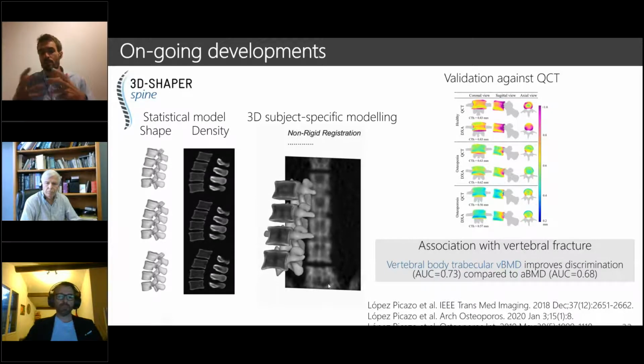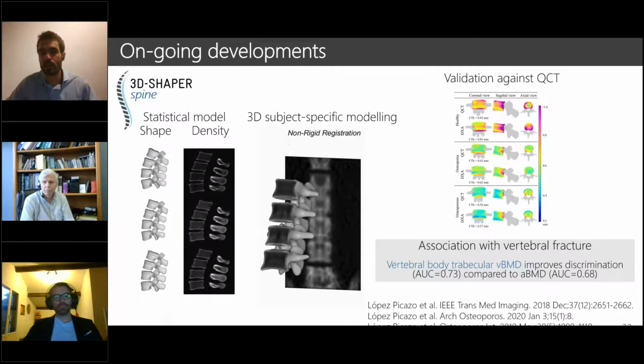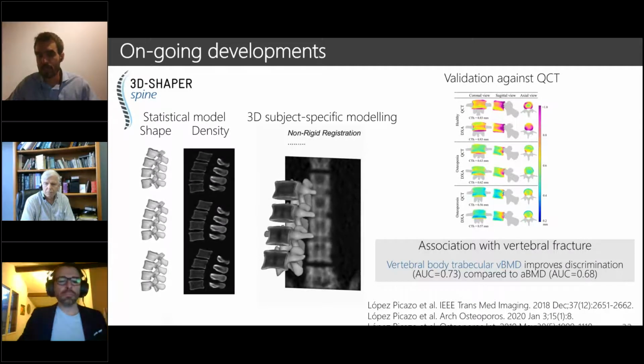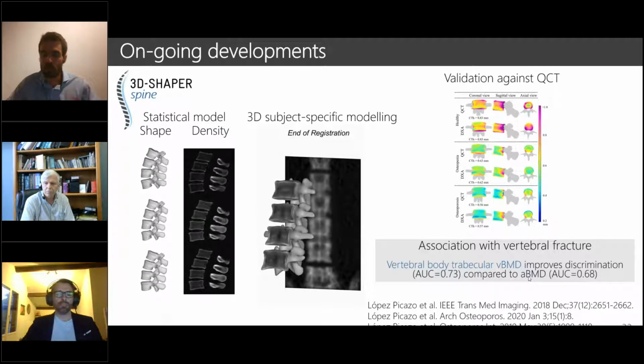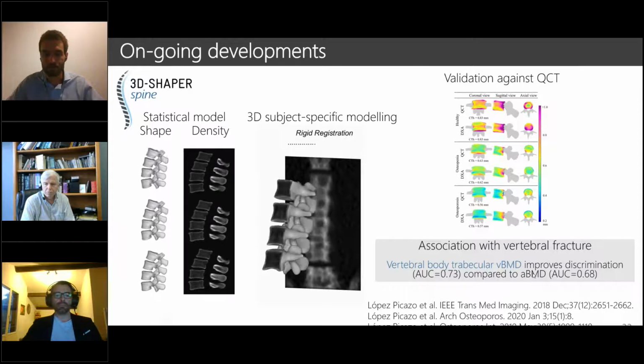And then at the end of the process, you would get a QCT-like model of the lumbar spine of the patient. So here, also in a preliminary study, we found that the trabecular density in the vertebral body was improving the discrimination between patients with and without fracture at the lumbar spine compared to aBMD.